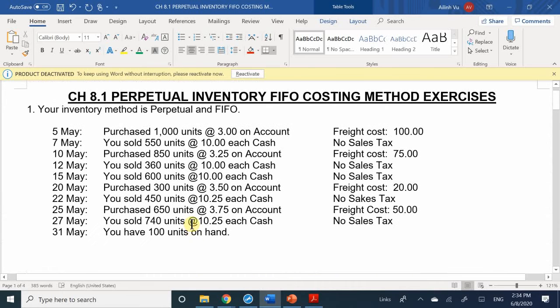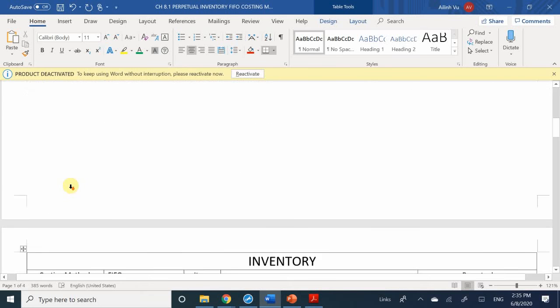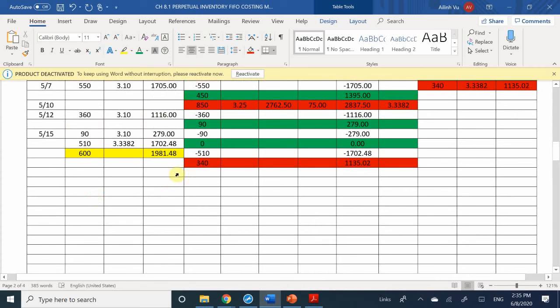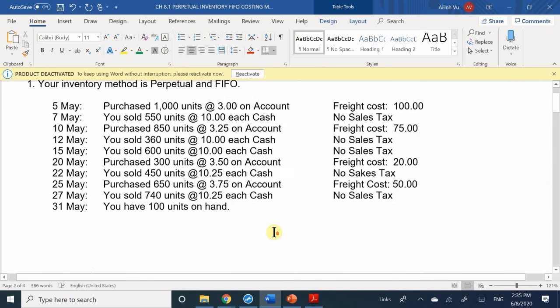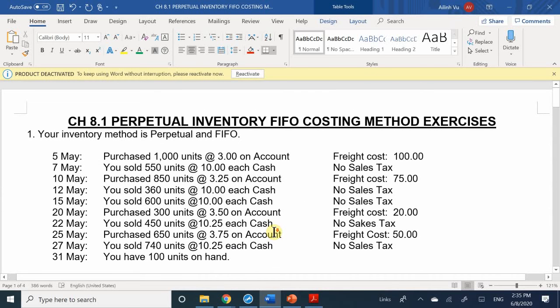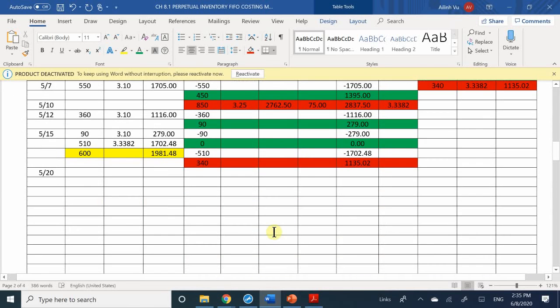So let's see what happened next on the 20th of May. On the 20th of May, you purchased 300 more units at 350 on account. Okay, May 20th. I purchased 300 more units, and it cost me $3.50 and my freight was $20.